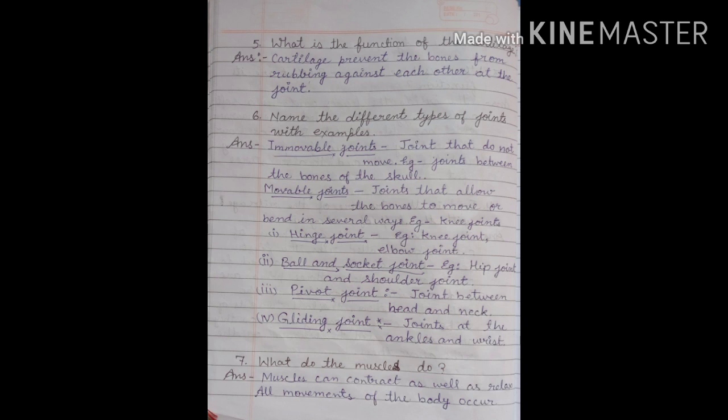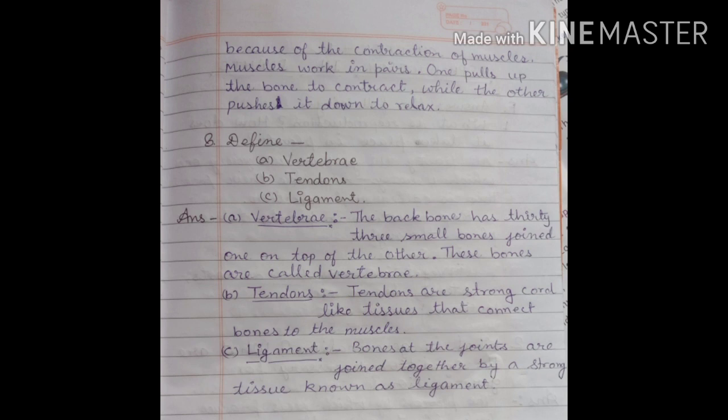Now question number 7. What do the muscles do? Muscles can contract as well as relax. All the movement of the body occurs because of the contraction of muscles. Muscles work in pairs. One pulls up the bone to contract while the other pushes it down to relax.